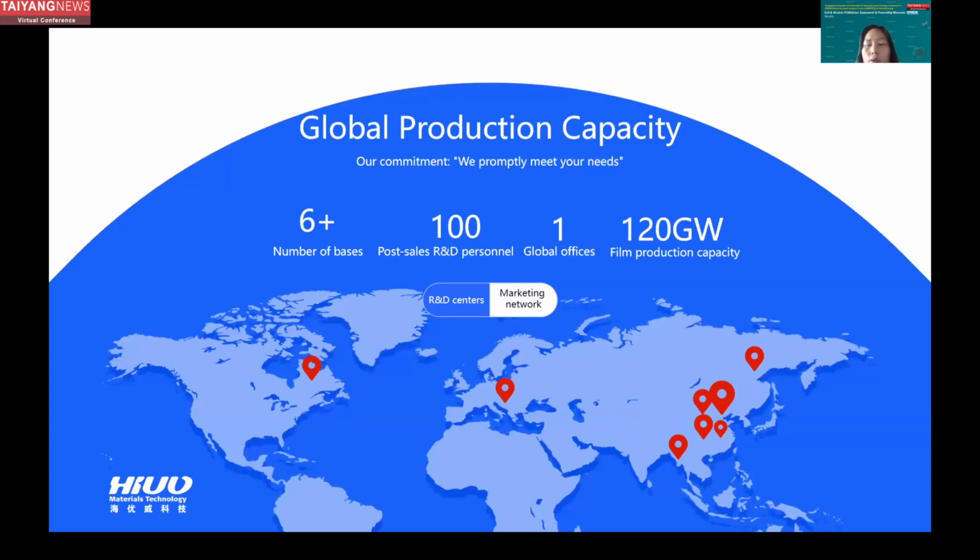In addition to the PV field, we also have products in the field of architectural curtain wall, BIPV, and automotive film. HIUV is always leading the new encapsulation technology and always supports this industry field.